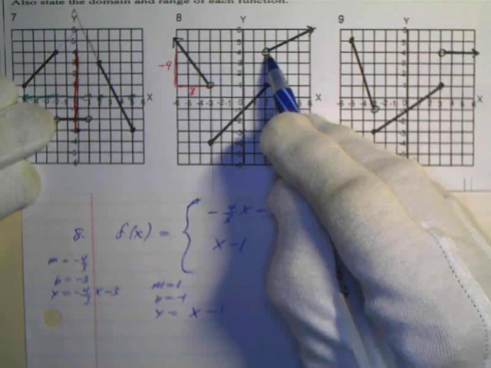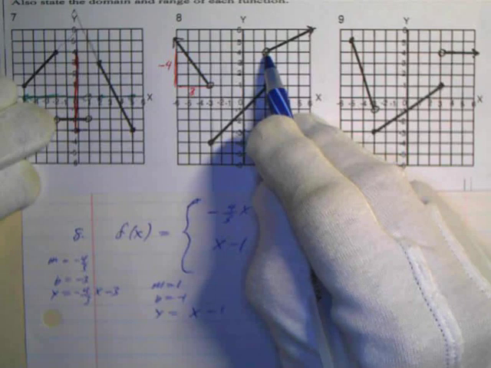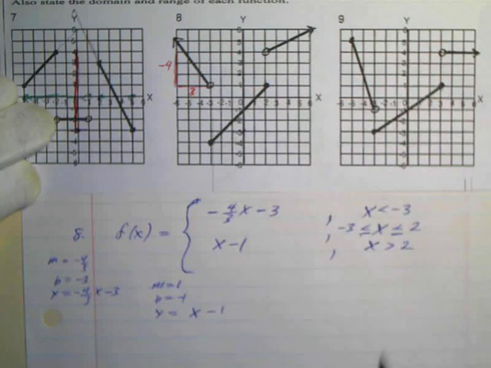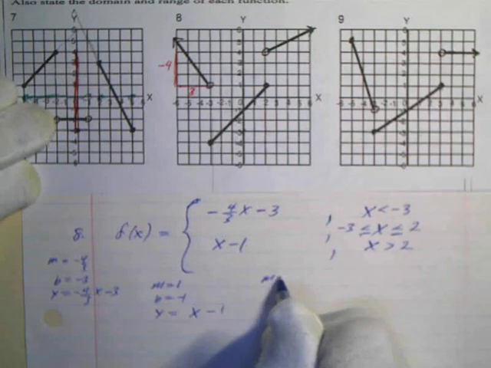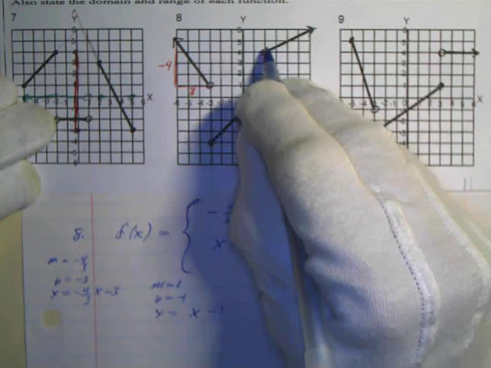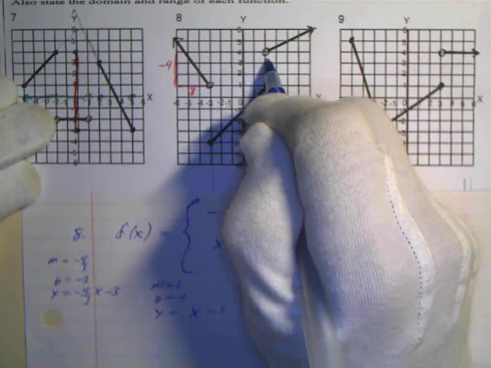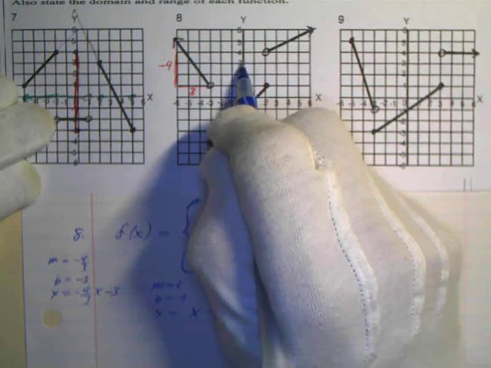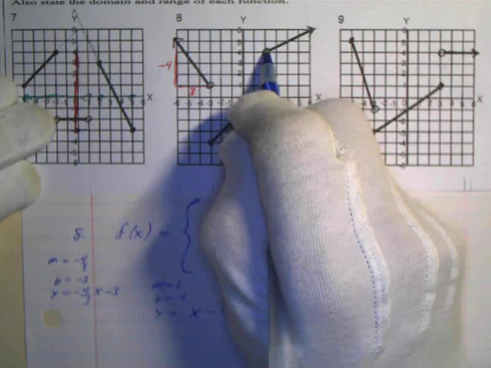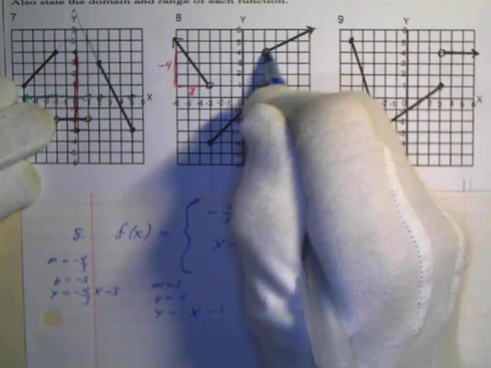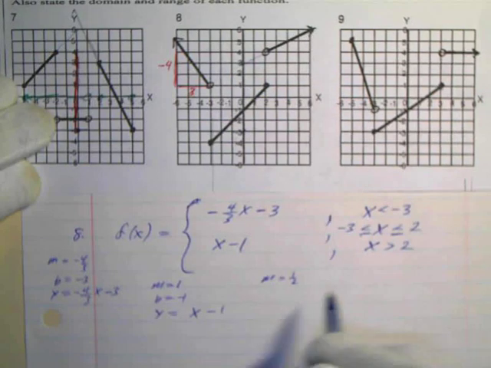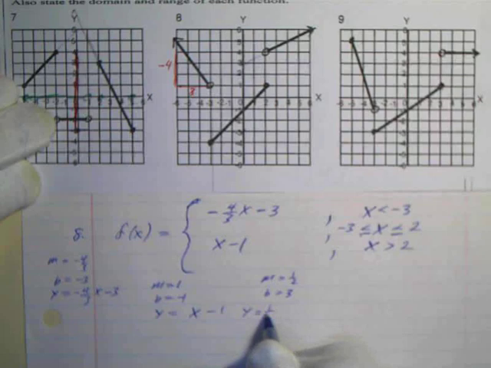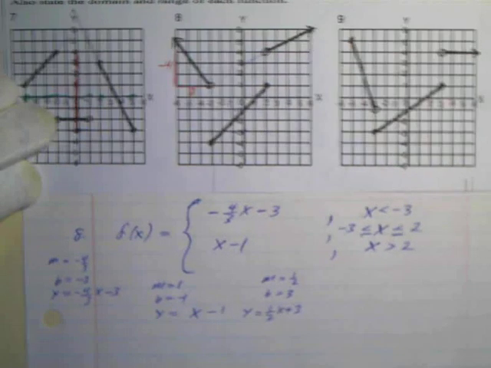And then over here, it looks like my slope is going to be up 1 over 2, up 1 over 2. So it looks like the slope is going to be 1/2. So it looks like m will equal 1/2. And then if I start over here, if I go up 1 over 2, up 1 over 2, it looks like this is going to be my intercept. So I can kind of work backwards and figure out my intercept is going to be 3. So my line will be y equals 1/2 x plus 3.